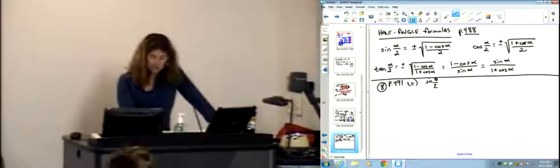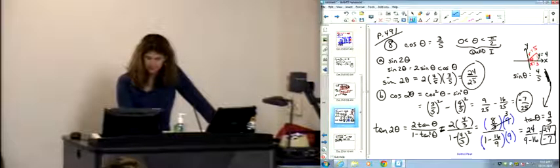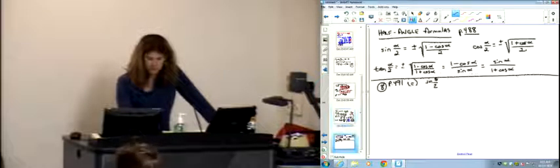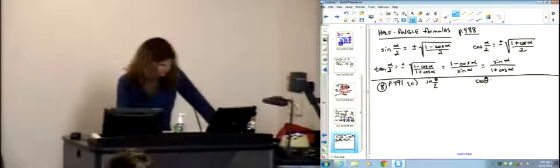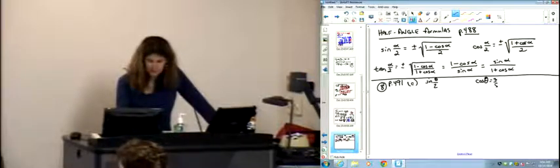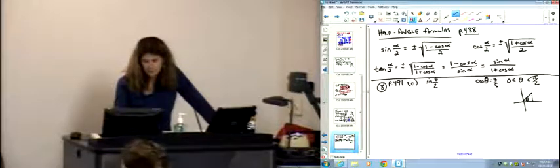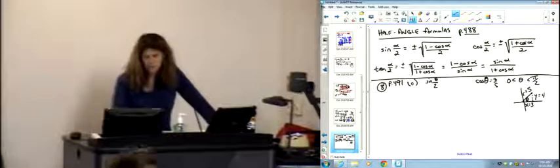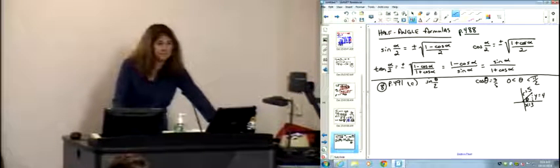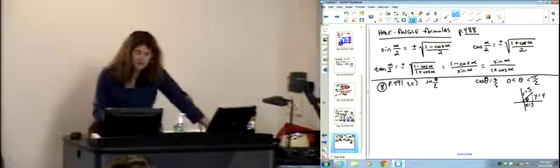Okay, our information was back here. Let me just put it back up over here. Cosine of theta was 3/5, and 0 is less than theta is less than pi halves. We've already seen that that meant that theta was in the first quadrant. X was 3, R was 5. We know Y is 4, right? We've got all that information.